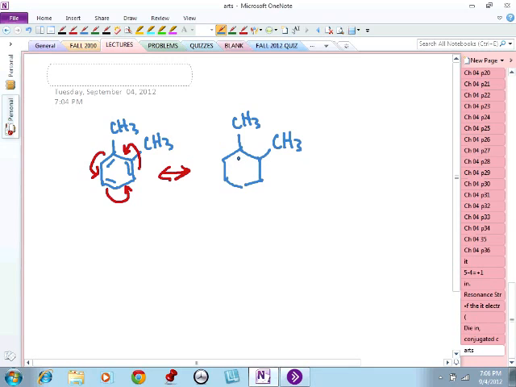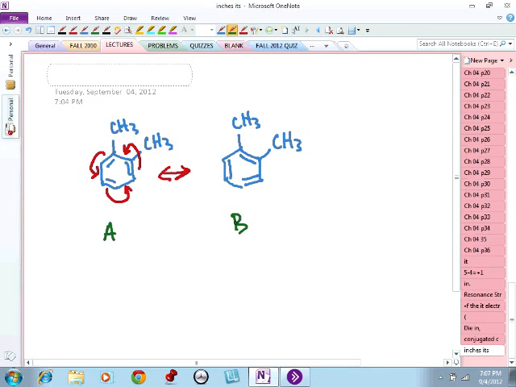Now, where would the double bond be? Right here, where you had the single bond before. Let's call this A and this B. A and B are resonance structures of each other. Those will be the most stable of the resonance structures.